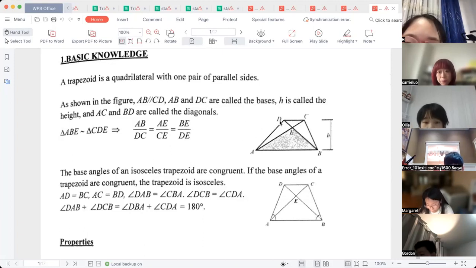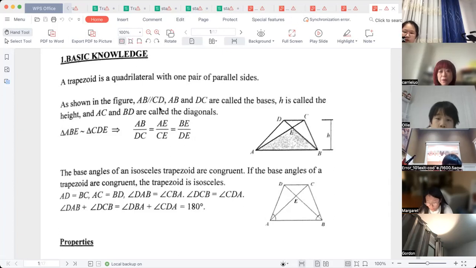Because we have the diagonals, we have triangles ABE and CDE, and they are similar to each other. Because they are similar triangles, AB to CD exactly equals AE to CE and BE to DE. Understand, everybody? So this is very important. You can use it directly, okay?